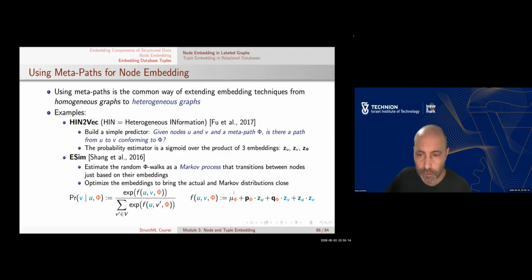So what is in these phis? Well, the embedding of U, the embedding of V, the dot product of them, plus parameters that are fitted or correspond to phi. This is the idea, and from that they get the embeddings of the nodes. So that's another approach, the Markov process.